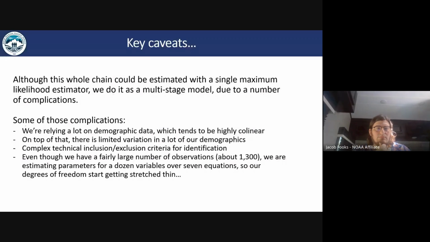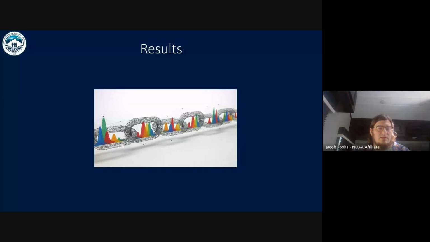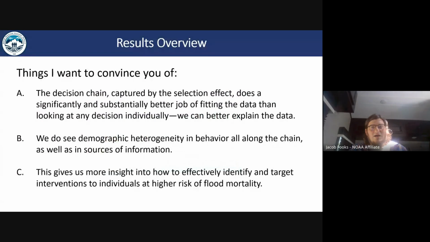Next slide. All right, so results, and I need to step on the gas here. I'm going to go through the results. There are three things I want to convince you of. First off, our key thesis is that this decision chain approach is a good approach. When we estimate it by leveraging the selection effect, it does a both significantly and substantially better job of fitting the data than if we look at any particular decision individually, right? This does a much better job of explaining the data.